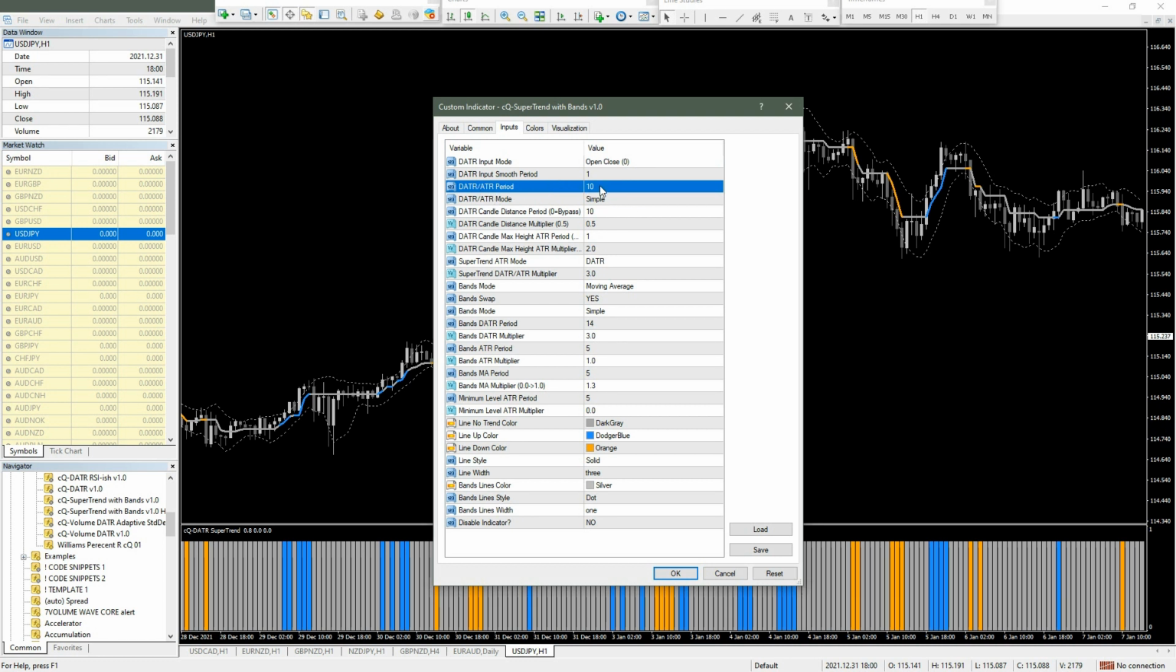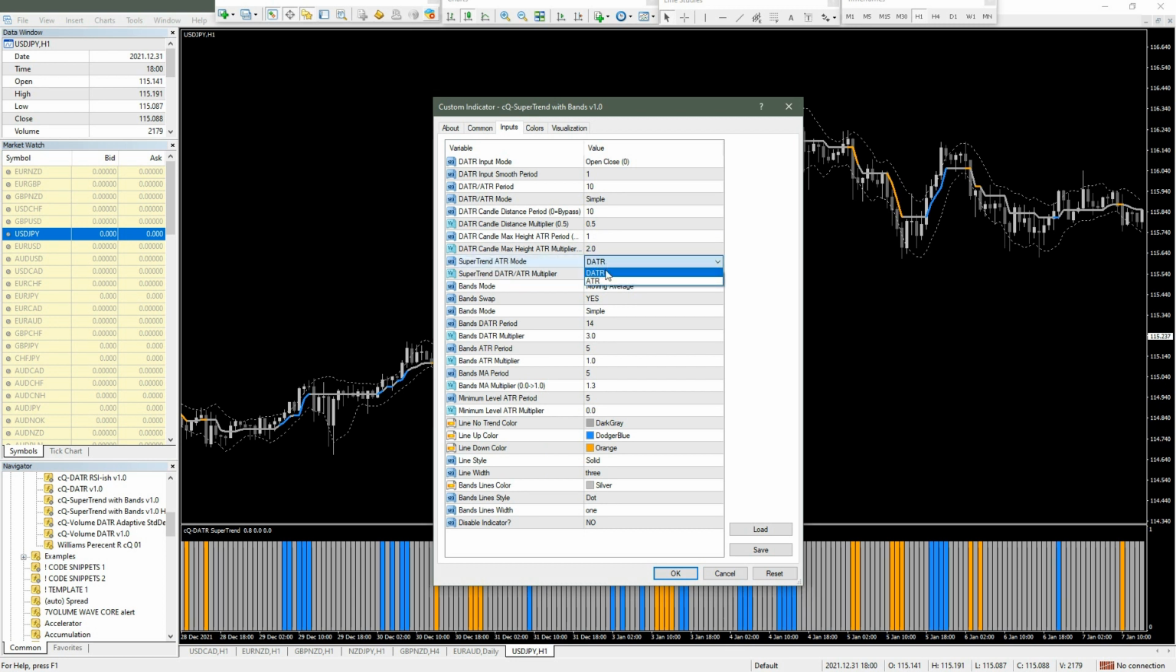And this is the period for the DATR and ATR. This is the mode. You can change the mode of both of them. This is the candle distance period, which is an ATR value, and price has to be greater than whatever this value is to be put in either the up or down buffer. Candle height limits the height of the candle. If it was set to 10, for example, and 2, the candle height is limited to the 10 period ATR value times 2. That's what that does. Now I'll leave it off.